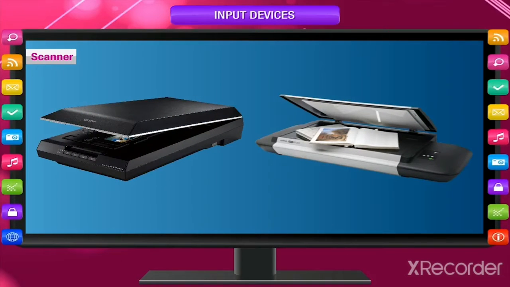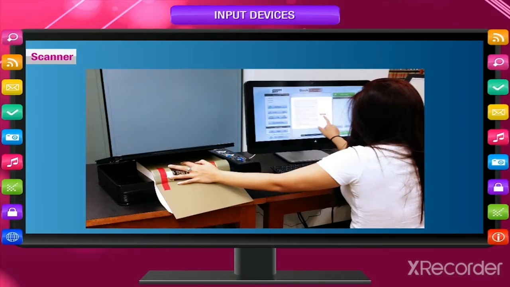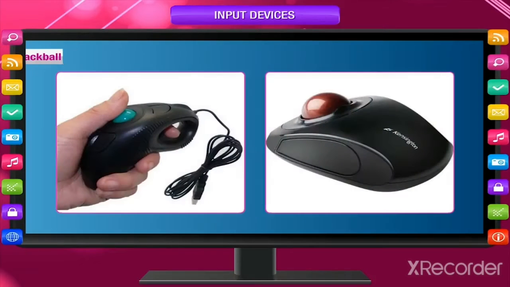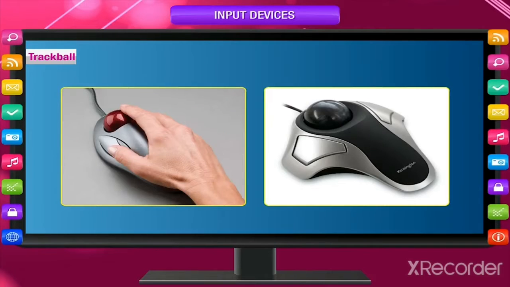Scanner. A scanner takes an image of any printed or handwritten page as input and enables you to save it in several forms that a computer can understand. There is a software that can convert an image of text into real text that can be edited. Trackball. It works like a mouse. Instead of having a ball at the bottom, it has a ball on the top. Rolling this ball with fingers moves the pointer on the screen. It is an alternative to mouse that takes less space to move and is usually built in the laptops.